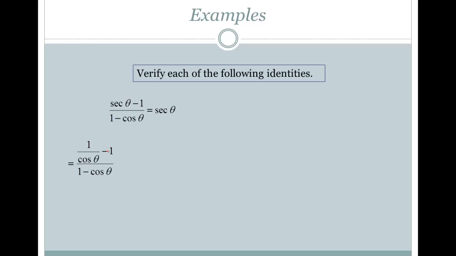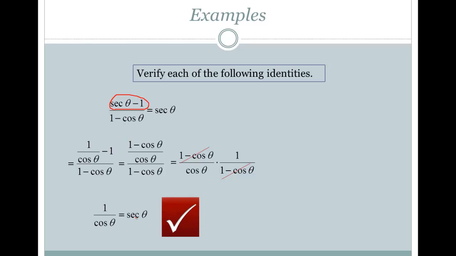My strategy here would be to combine these two terms in the top. Let's get a common denominator, which is cosine theta. If I get a common denominator and combine these two terms in the numerator, I get 1 minus cosine theta divided by cosine theta. So this is my numerator. This is what this section reduces down to. Now I have a fraction in the numerator, so I'm going to multiply by the reciprocal of the denominator. Something nice happens once I do that. I notice that the 1 minus cosine theta terms both cancel out, and I'm left with 1 over cosine theta, which is simply equal to secant theta.